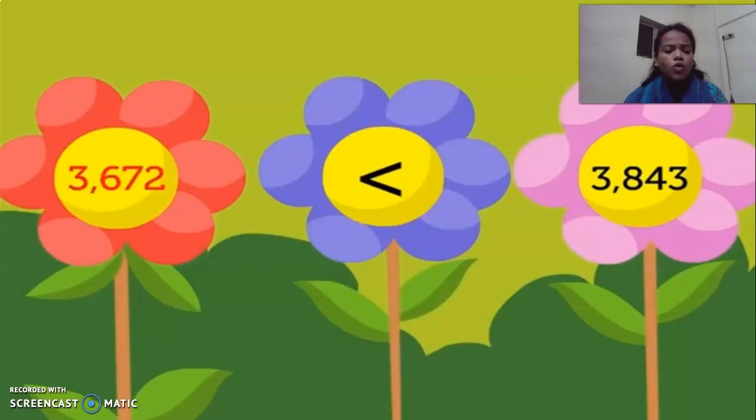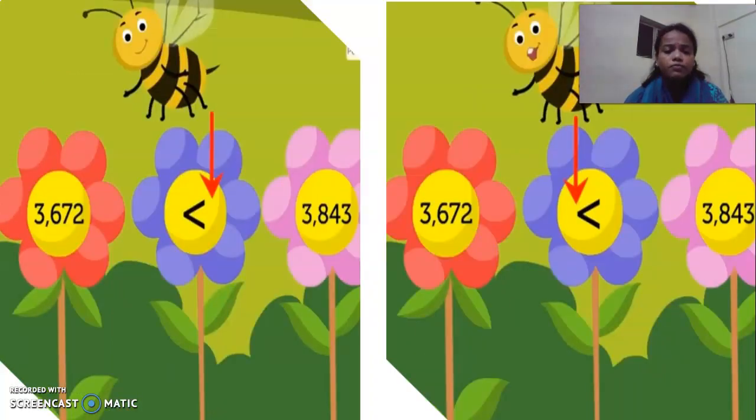3843. You already know that open side of the sign always points towards the greater number, and the closed side of the sign always points towards the smaller number, that we have learned in 3-digit number. Now, here are few more examples for you. Let's have a next slide.